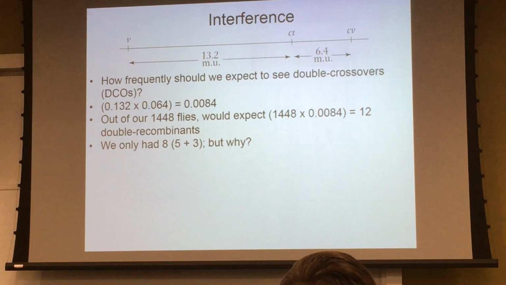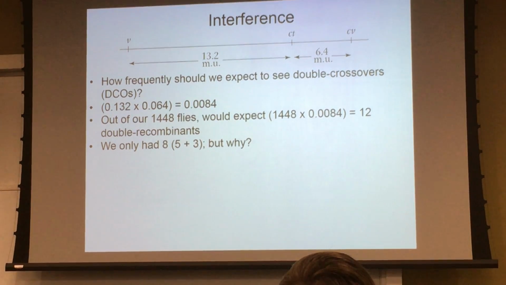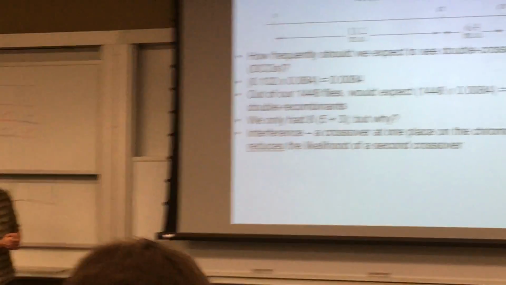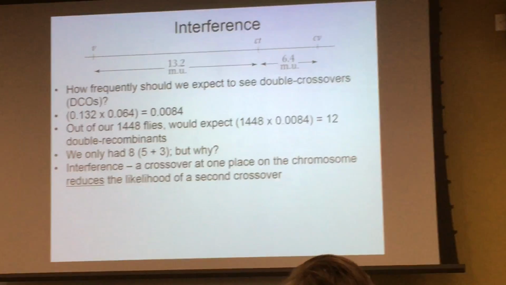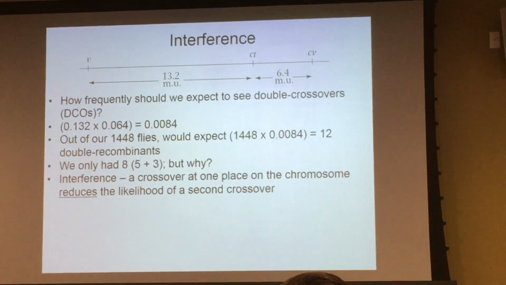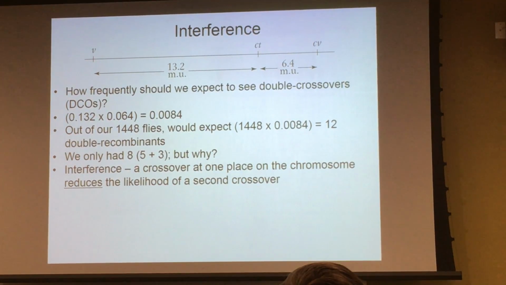If we went back to our data though, what we would see in that table is that rather than detecting 12 double recombinants, there were only 8. This is a very common phenomenon, that you recover fewer double recombinants than you actually expect. And this is because of, like I mentioned, the phenomenon of interference. When there is one crossover on the chromosome, that actually makes it more difficult to have a second crossover event.